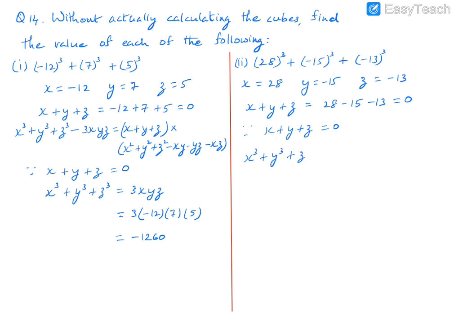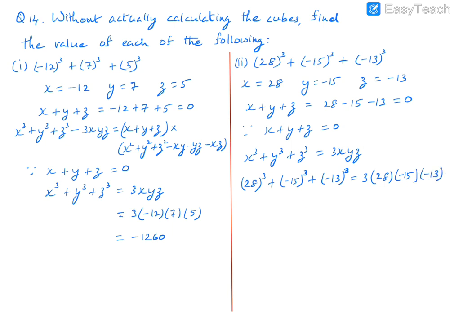So now, since x plus y plus z equals 0, we get our relationship: x cubed plus y cubed plus z cubed equals 3xyz. So we have, in place of x cubed, 28 cubed, plus in place of y cubed, minus 15 cubed, and in place of z cubed, minus 13 cubed, and that will be equal to 3 times xyz. So 3 into 28 into minus 15 into minus 13.